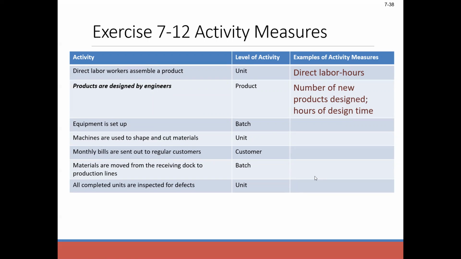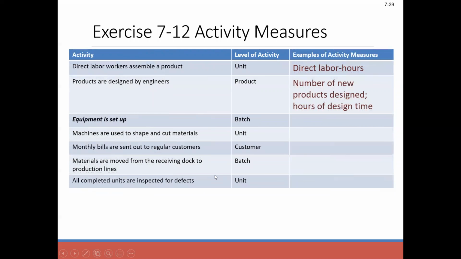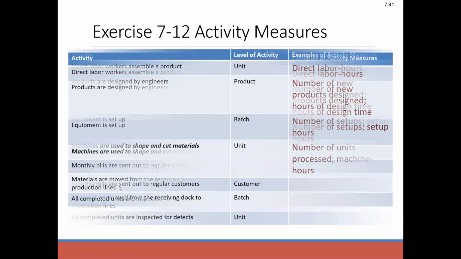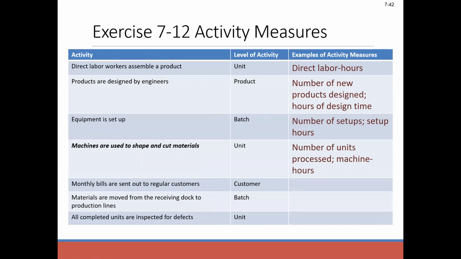Next, equipment is set up. We know this is a batch level of activity. What would be an example of measuring these? The number of setups, the setup hours, number of equipment set up. Good. Excellent. Next, machines are used to shape and cut materials.